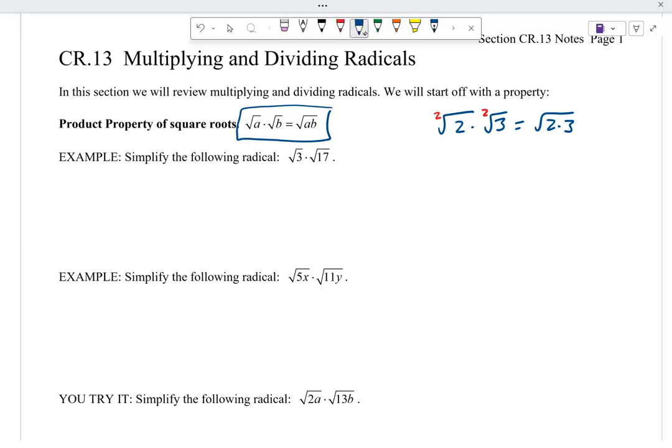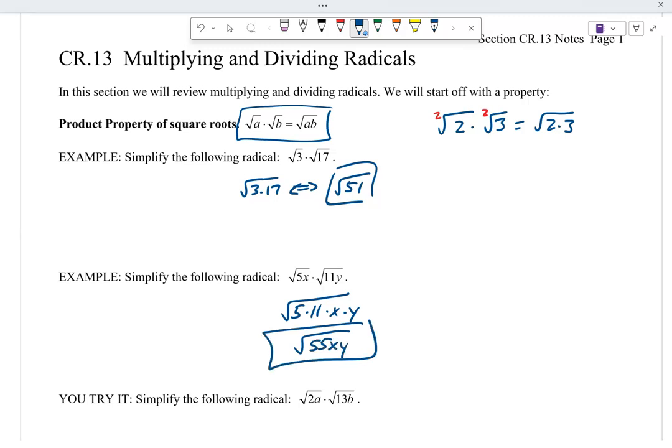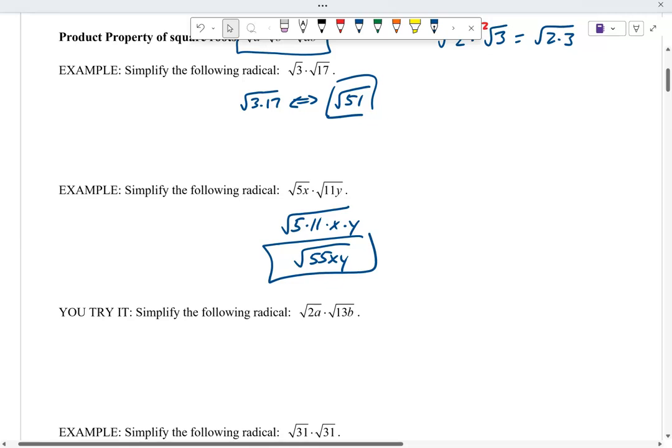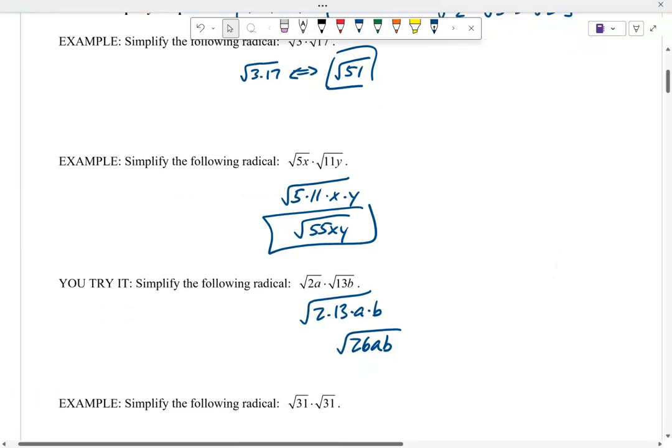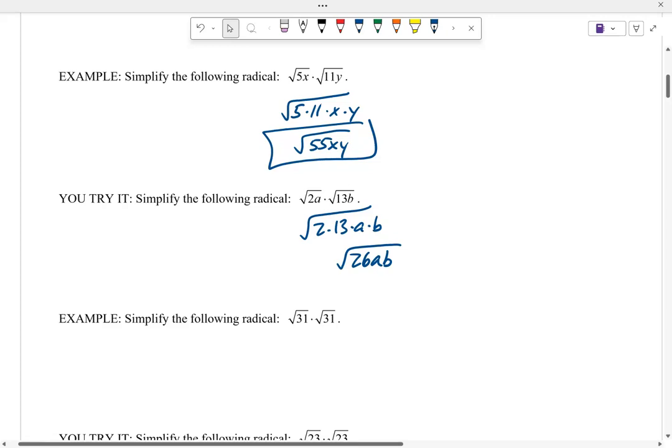So here's that first one: the square root of 3 times the square root of 17 would be the square root of 3 times 17. We can put them all underneath the same radical. Of course, that doesn't simplify, so we're just left with the square root of 51. Similarly here, we can put them all underneath the same radical, 5 times 11 times x times y, so we have the square root of 55xy. Nothing simplifies. Go ahead and try that next one. You should get the square root of 26ab.